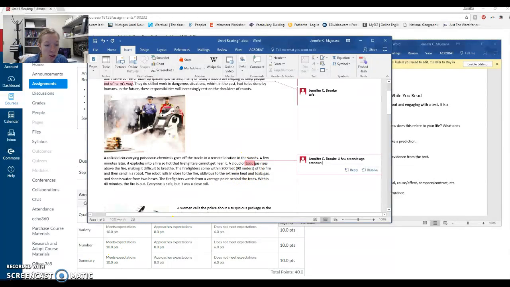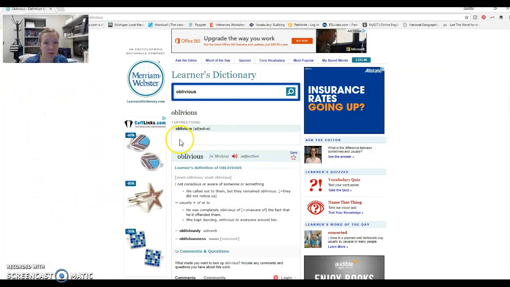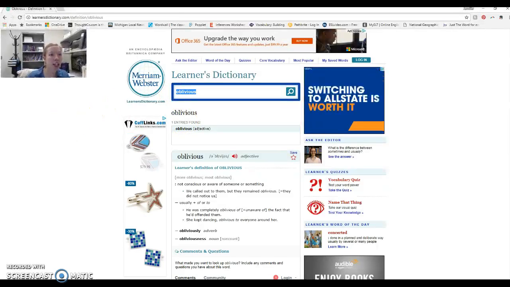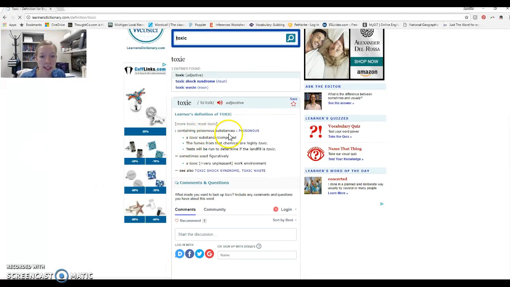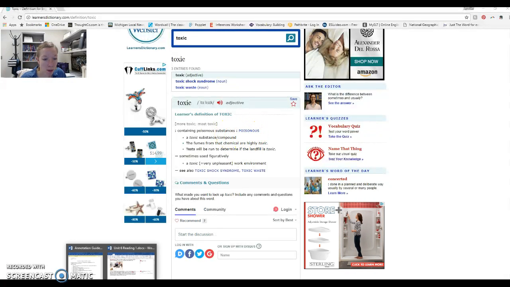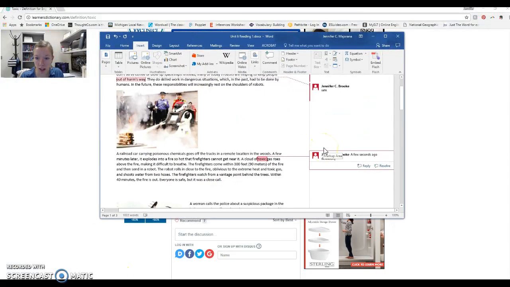Okay, so I'm going to go over to my handy dandy Learner's Dictionary. You can see I was looking up another word before. This is learnersdictionary.com. This is a great dictionary for you to use. Okay, and my word is toxic. Okay, let's get a definition here. Containing poisonous substances. Poisonous. Okay, so it's a synonym for poisonous. Gotcha. So let's go back to my article here. And I'm going to say poisonous.